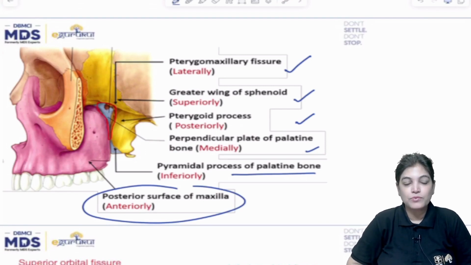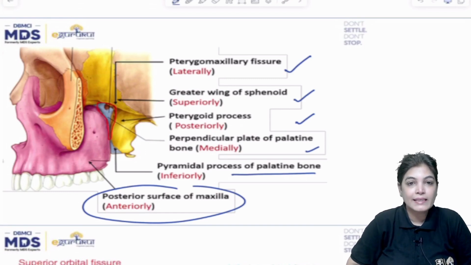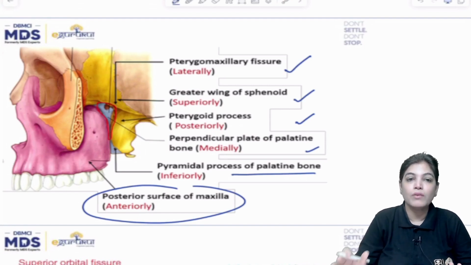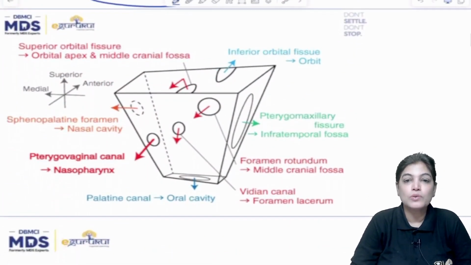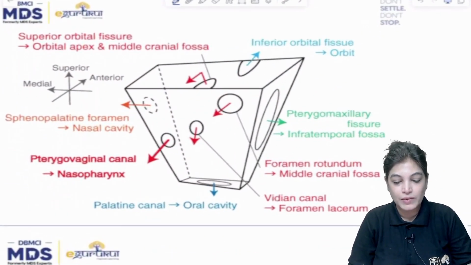So these are the bones lying in the close vicinity of the pterygopalatine fossa: the maxilla bone posterior aspect anteriorly, the pterygomaxillary fissure laterally, the greater wing of sphenoid superiorly and the pyramidal process of palatine bone inferiorly. So this is the whole outline of pterygopalatine fossa. Other than that, it is also important to know in brief about the communications of pterygopalatine fossa.